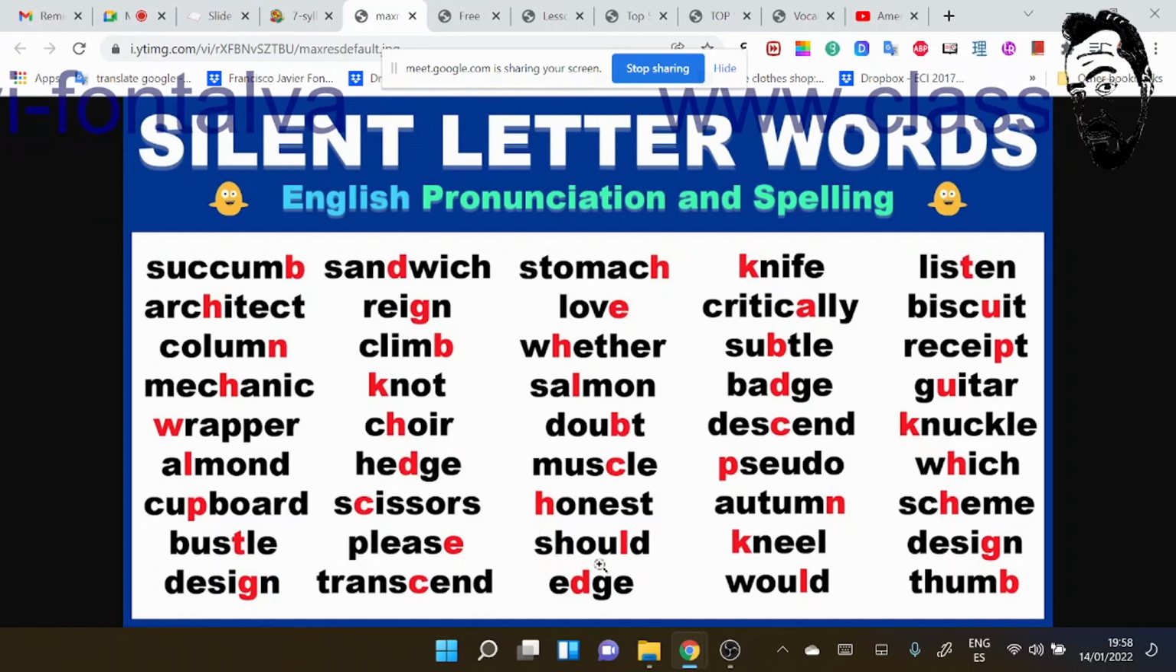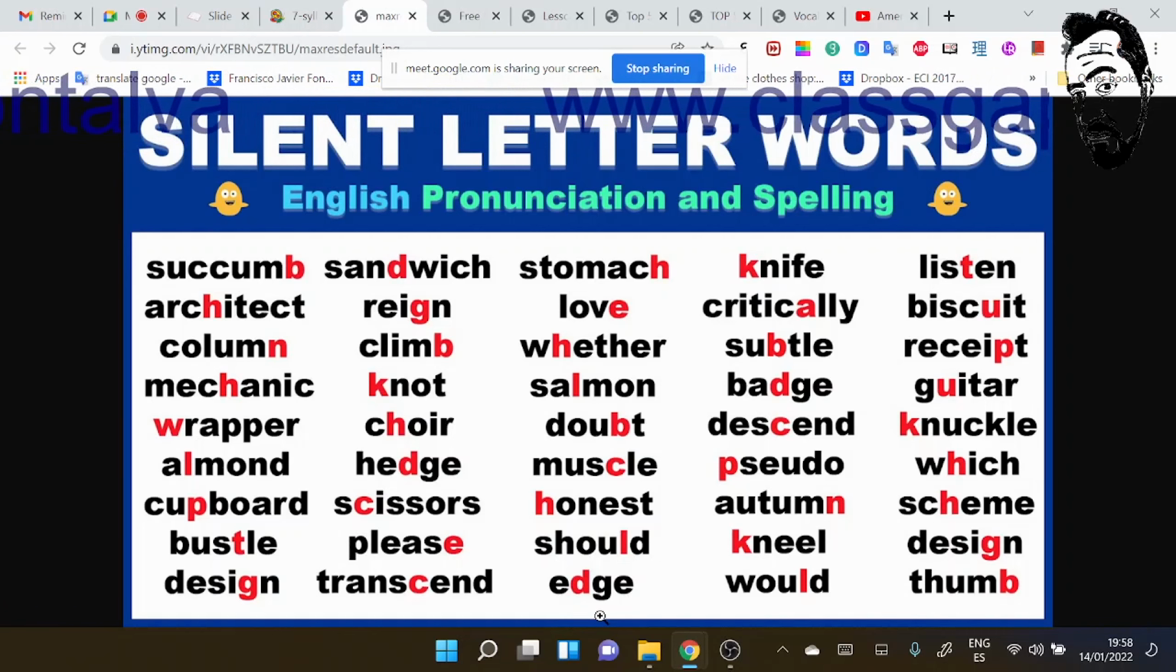Should. So the L is silent, and it's the same with would and could. So we say should, would, could. I always mistake these words, should, could. So repeat after me. Should, would, could. So remember the L is always silent here.